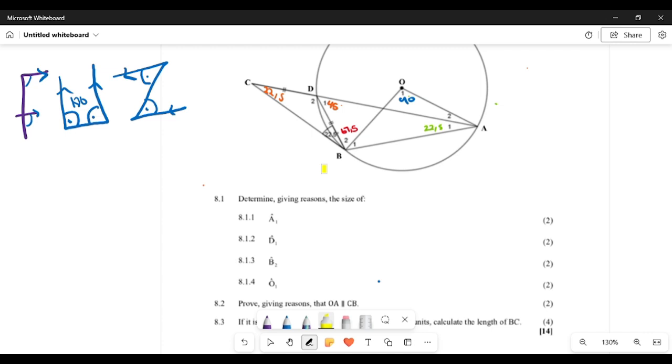If it is further given that the radius of the circle is 12 units, now radii, it is the line from center to circumference. So basically this line, if it's given that this line is 12 units, what is it that I need to calculate now? Calculate the length of BC. So where is BC?